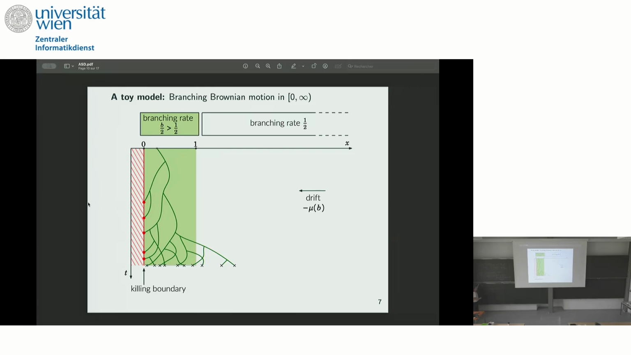To compensate the growth of my system, I will drift the particles to the left at a drift mu that depends on this parameter small b. That will be chosen so that in expectation, the size of the system stays approximately constant. And I will kill the particles when they reach 0. Killing boundary at 0.